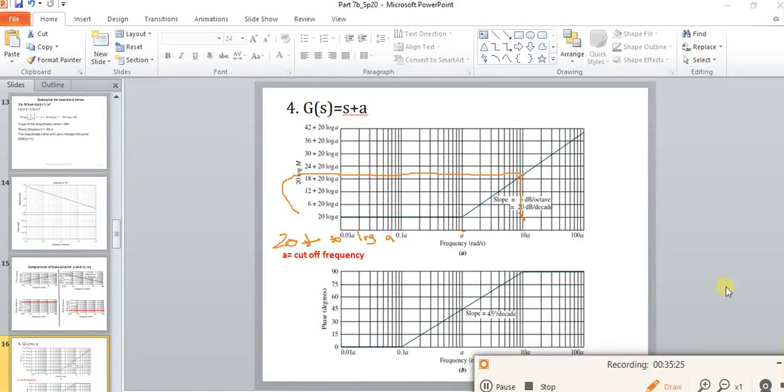This is about the gain plot. This point is where the gain plot changes from a constant value to a rising trend, and this frequency is called cutoff frequency. That is to say, if you have a function g of s is s plus 5, for example, then that 5 radians per second is called cutoff frequency.